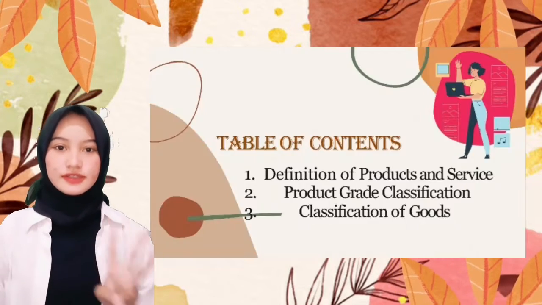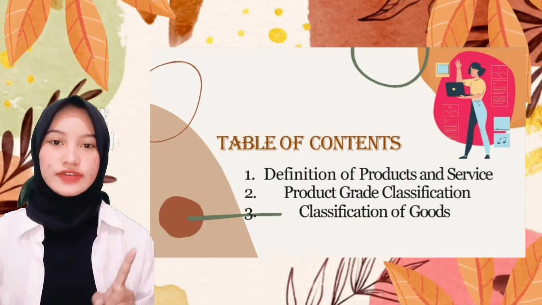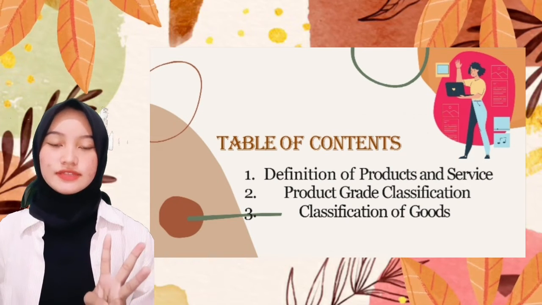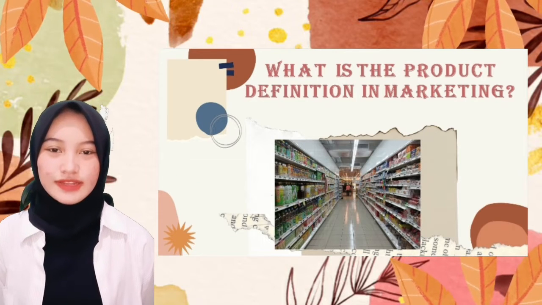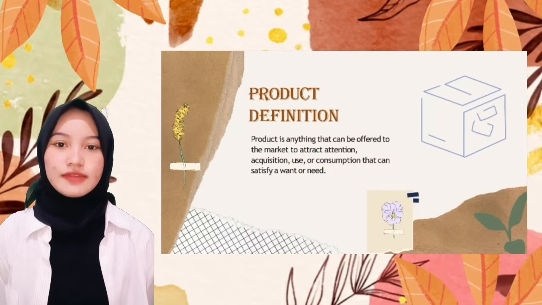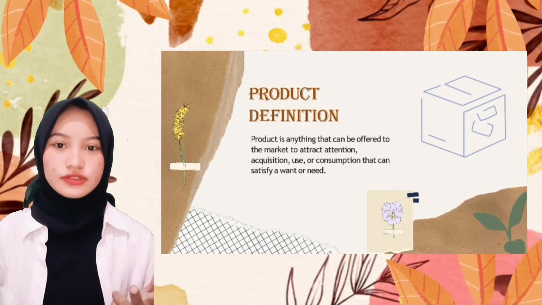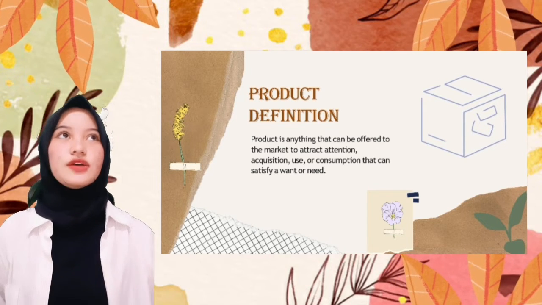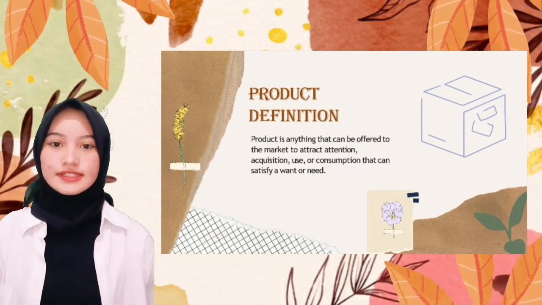So, there are 3 subtopics that I have to explain. Number 1 is about the definition of product and services, and number 2 is product grade classification, and number 3 is classification of goods. So, do you know what the product definition in marketing is? So, product is anything that can be offered to market to attract attention, acquisition, use, or consumption that can satisfy a want or need. So, basically, in business, products are goods or services that can be traded.